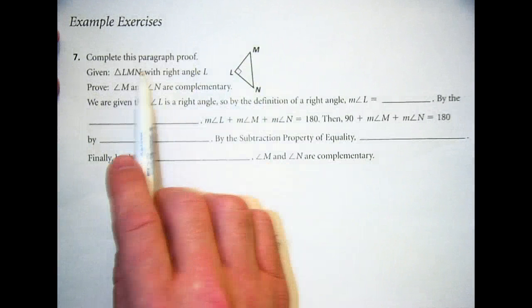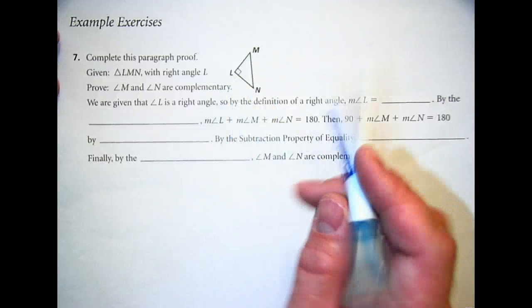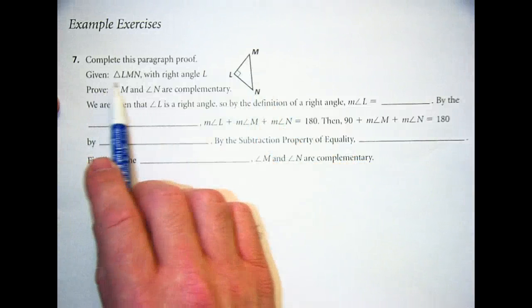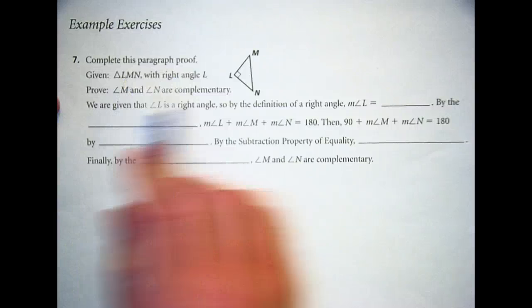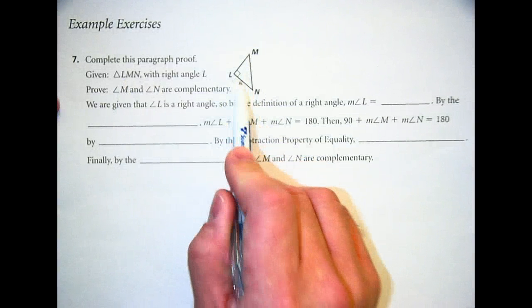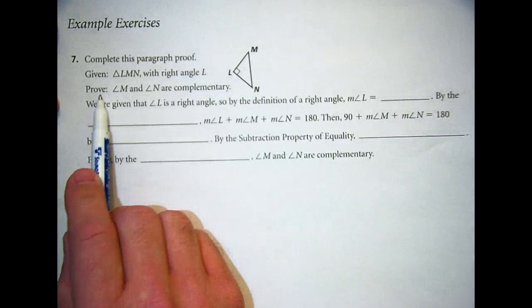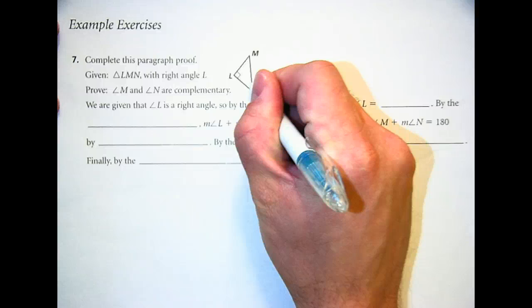We're given this triangle with the right angle of L. Now sometimes in these paragraph proofs, or in a proof in general, the picture may give you more than they say is given. So they're saying this is your given statement. You're given a triangle with a right angle L. In this case, the picture only gives us that. Okay? Prove that this angle and this angle are complementary.